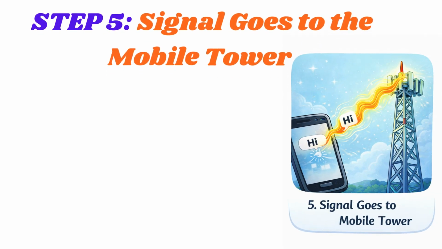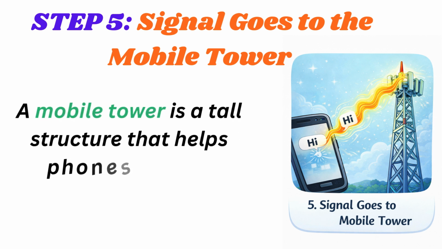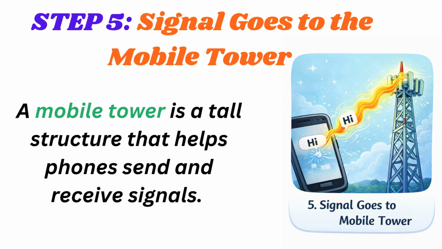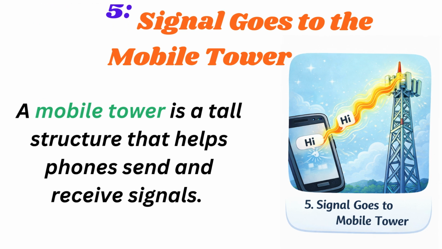Now the signal leaves your phone. It travels outside and it goes to a mobile tower. A mobile tower is a tall structure that helps phones send and receive signals. It helps the signal move forward, and the message continues its journey.